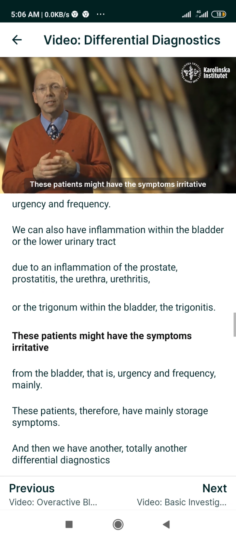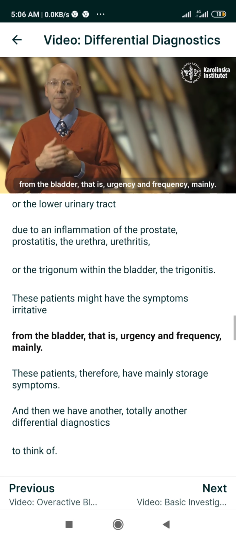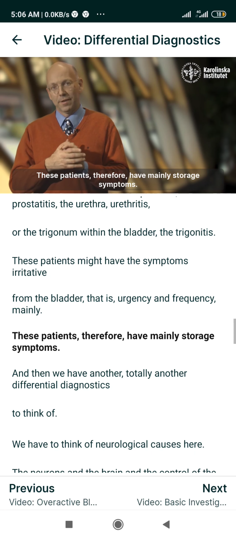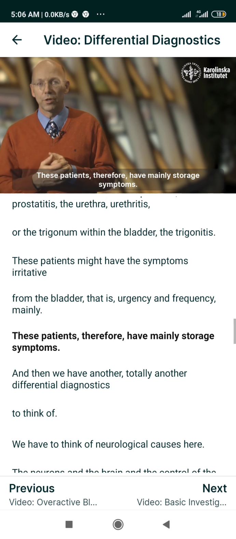These patients might have irritative symptoms from the bladder. That is urgency and frequency mainly. These patients therefore have mainly storage symptoms.